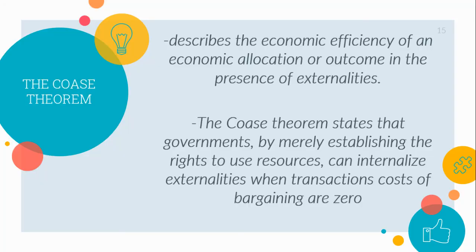So let's discuss now the Coase theorem. It affirms that where there are complete competitive markets with no transaction costs, an efficient set of inputs and outputs to and from production and optimal distribution will be selected regardless of how property rights are divided. So in law and economics, the Coase theorem describes the economic efficiency of an economic allocation or outcome in the presence of externalities.